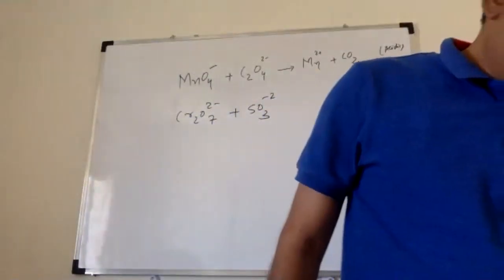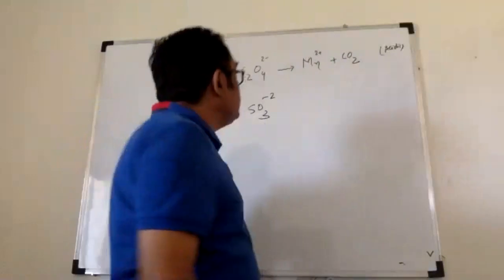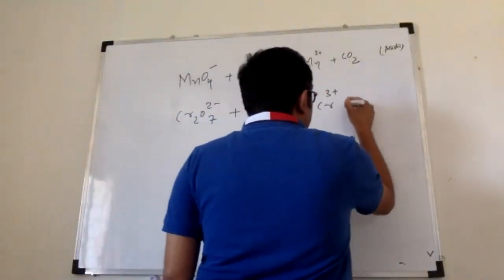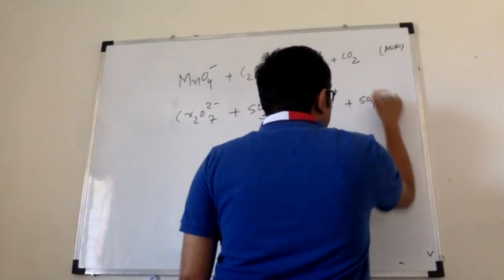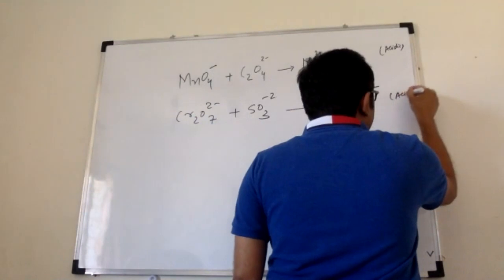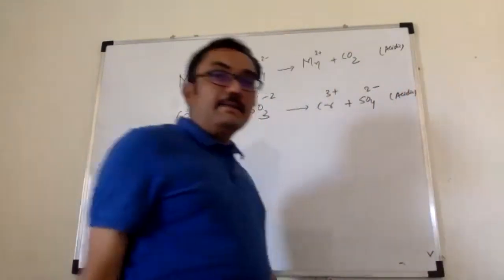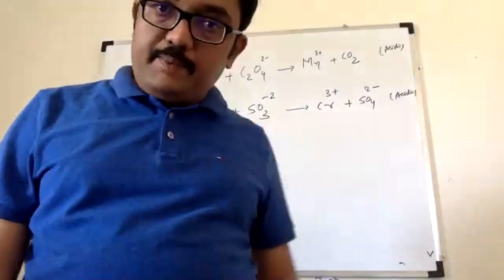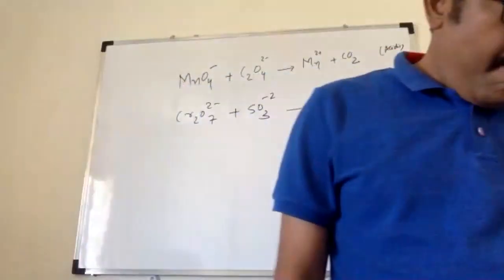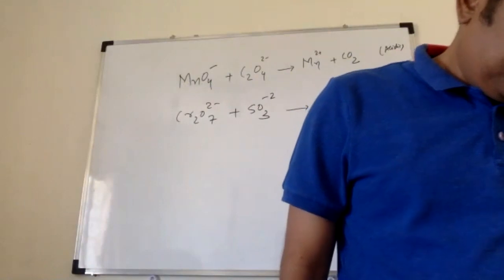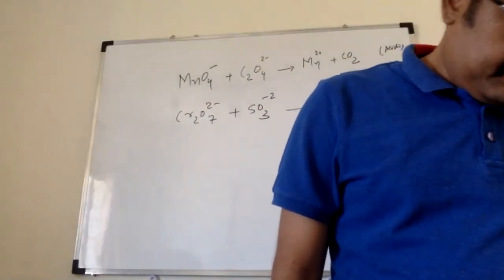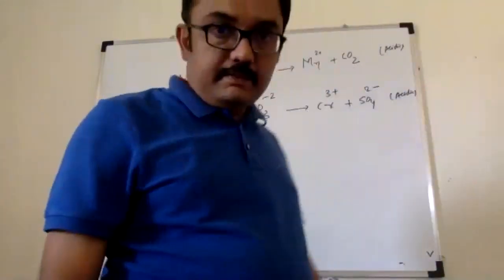Dichromate reacts with sulfide ion to form Cr3+ and sulfate ion. The medium is acidic. Since the medium is acidic, the charge you need to balance by putting H+ ion. Write down the next one.